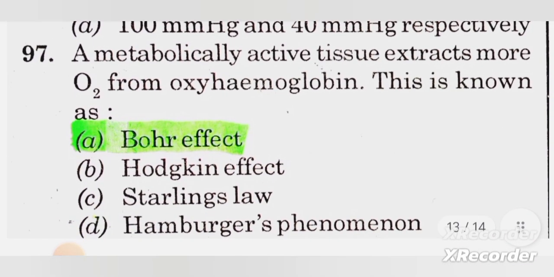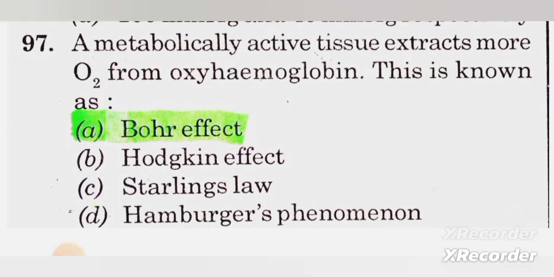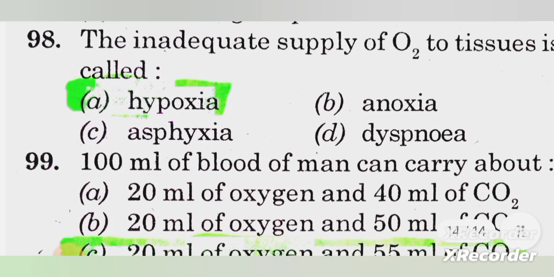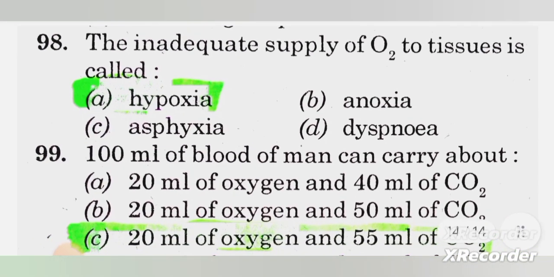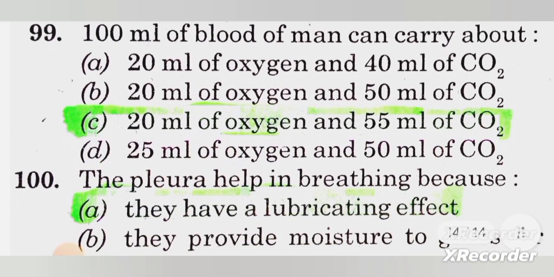Next, 97. A metabolically active tissue extracts more oxygen from oxyhemoglobin. This is known as the Bohr effect. Next, 98. The inadequate supply of oxygen to tissue is called answer A, hypoxia. Next, 99. 100 ml of blood of man can carry about answer C, 20 ml of oxygen and 55 ml of carbon dioxide.